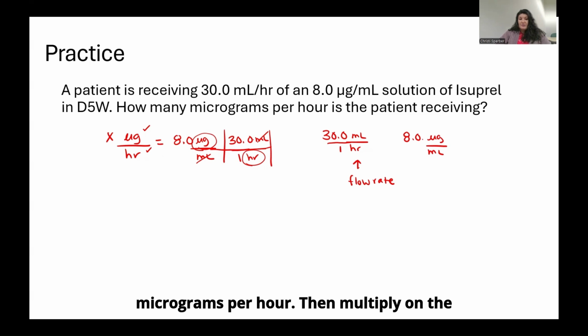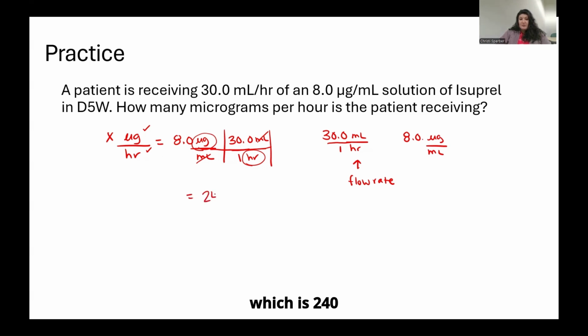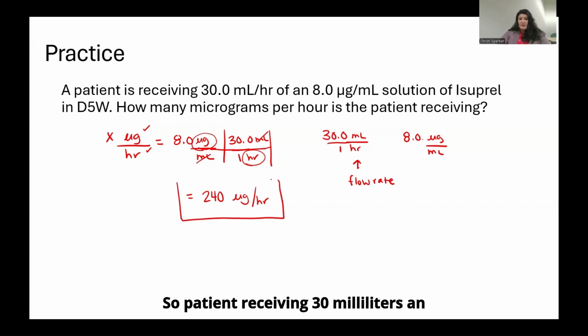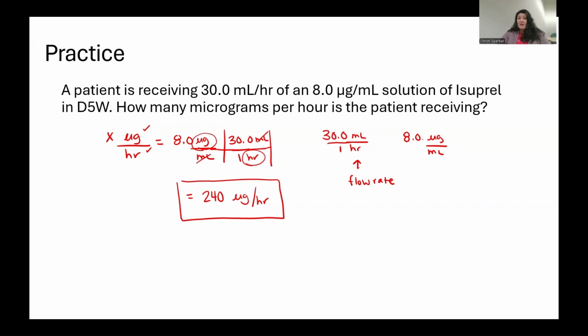I'm going to multiply on the top, divide by the bottom. The bottoms are just 1, so it's 8 times 30, which is 240 micrograms per hour. So a patient receiving 30 milliliters an hour of an 8 microgram per milliliter solution of Isuprel is getting 240 micrograms per hour.